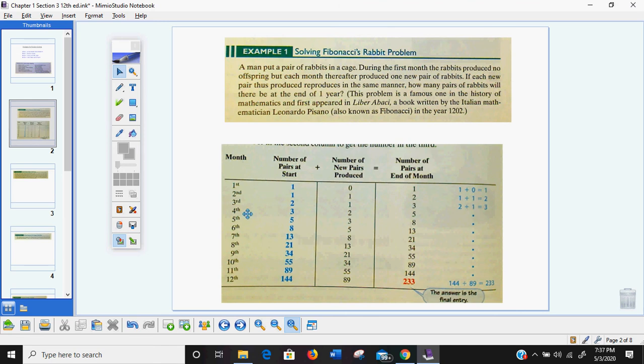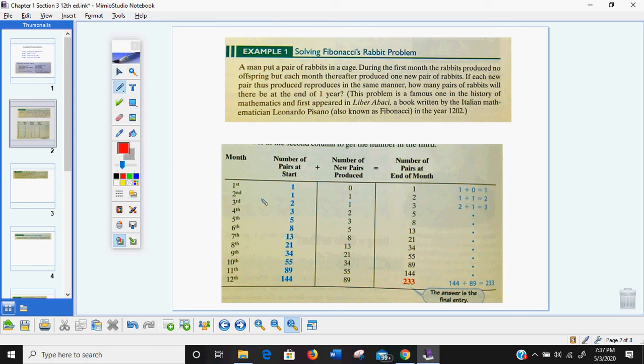All right, so what we want to do is set it up 12 months. We're going by months. The first time you start with one pair. They don't have babies, so at the end of the month you have one pair. So going into the second month, you have one pair. They have one set of babies. At the end of the month, you have two pair.